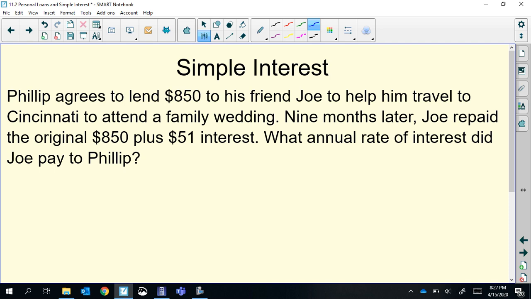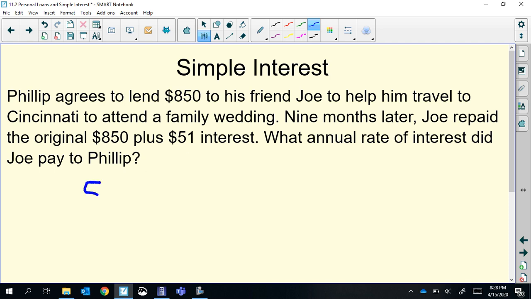So same sort of thing. Here's another simple interest. Simple interest is commonly done among, I guess, friends. I mean, if you're really a friend, maybe you wouldn't charge interest, but sometimes. So Philip agrees to lend $850 to his friend Joe to help him travel. 9 months later, Joe paid $850 plus $51 interest. What annual interest rate did Joe pay to Philip?